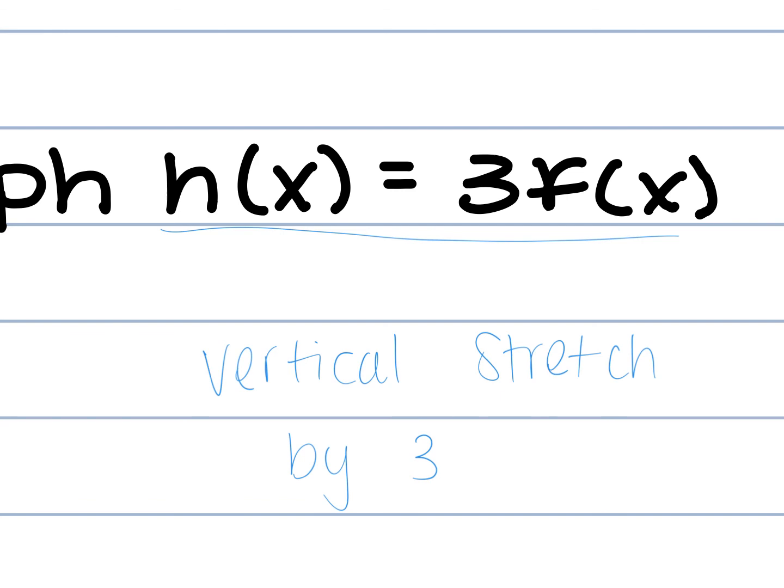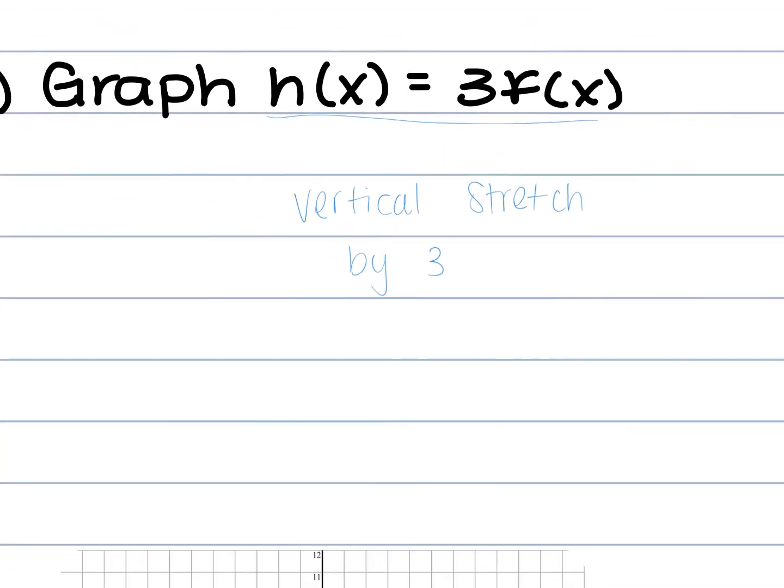And when we're talking about something outside the parentheses, are we in the real world or opposite world? The real world. So everything we think is going to happen is actually going to happen. And the 3 normally stretches or shrinks our graph? Stretches. Why does it stretch our graph? Because it's greater than 1. So this is a vertical stretch by 3. In this example, what would we do to our y values? Multiply by 3.